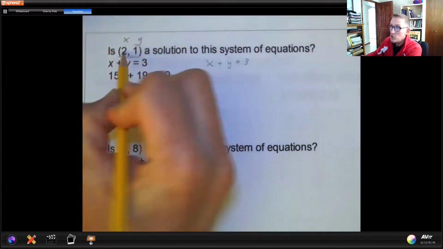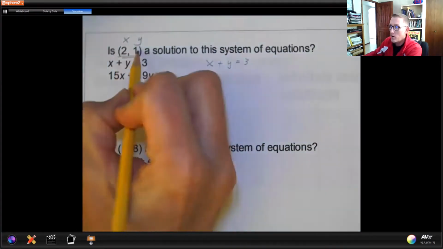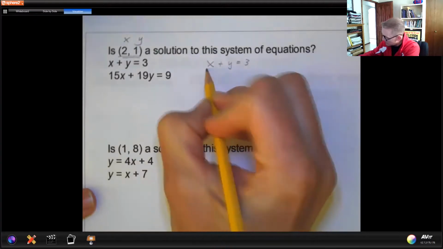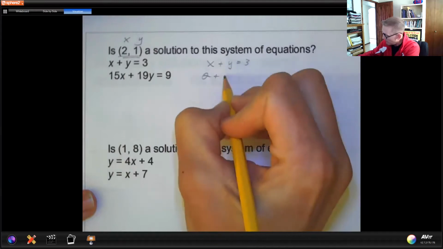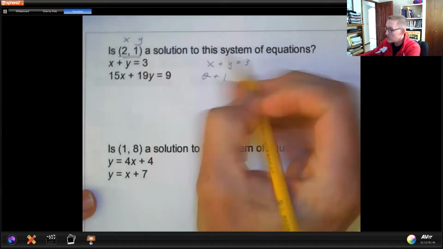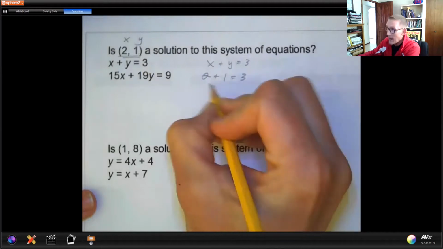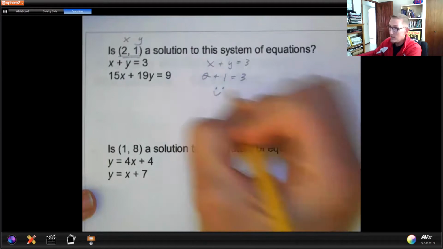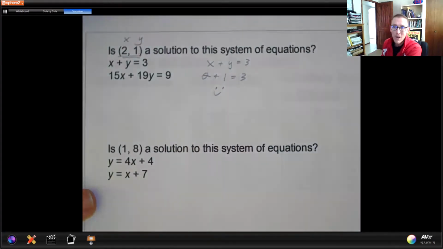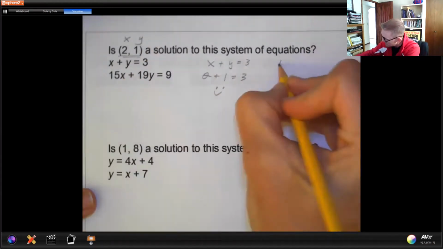And I'm going to plug in 2 for x and 1 for y. So the x value gets replaced with 2 because that's what it is in the ordered pair. And the y value gets replaced with 1 because that's what it is in the ordered pair. And does 2 plus 1 equal 3? And the answer is, yeah, it does. So I'm going to put a smiley face because I don't want to write yes right now, because I have to test this in both equations.